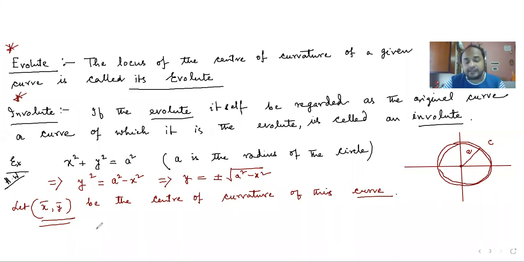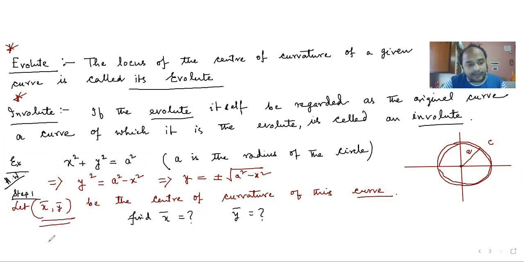Now if you find that your evolute is actually becoming the circle itself, then that circle is actually the involute. Okay, so your job is to find what you need to do. This is step number one. Let x bar, y bar be the center of curvature of this curve, then find what is x bar and what is y bar.